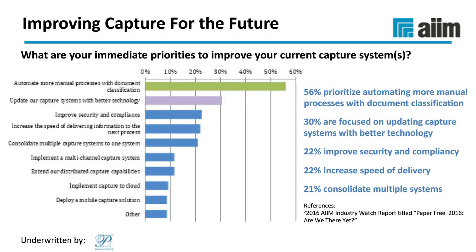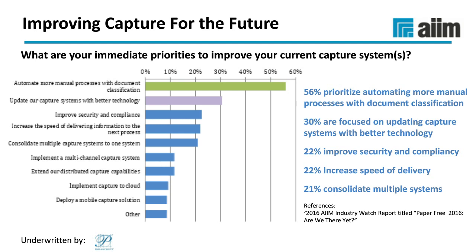So now let's take a quick look at what organizations say their top priorities for improving their document capture systems are. And we find that 56% are prioritizing automating more manual processes with document classification. 30% are focused on updating capture systems with better technology and infrastructure. 22% are improving security and compliance. And another 22% are increasing speed of delivery. And 21% are consolidating multiple systems. So again, this kind of harkens back to that initial poll question that Teresa hosted, in that there are groups of people with multiple document capture systems. And the goal would be to consolidate and have a centralized solution. And there's many different strategies and ways to go about that.